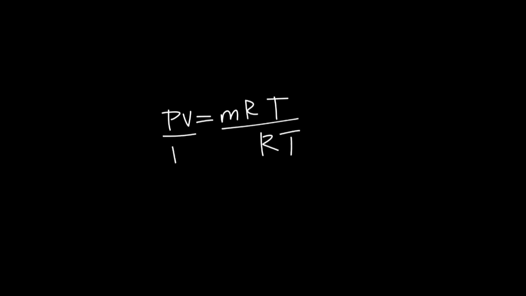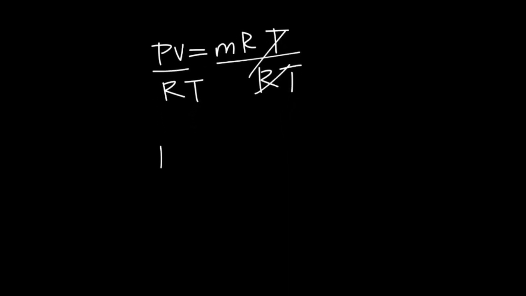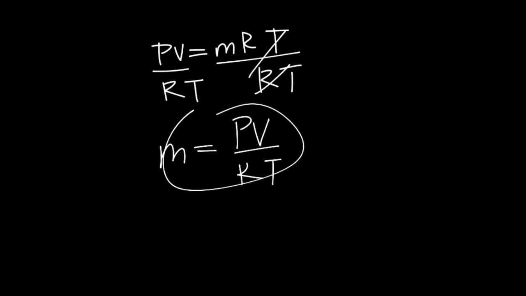Since our topic is about ideal gas, we're going to use the ideal gas equation to get mass 1 and mass 2. The equation for ideal gas is PV equals mRT. We're going to derive this equation by dividing both sides by RT and canceling. So our equation is mass m is equal to PV over RT. We're going to use this equation to get mass 1 and mass 2.